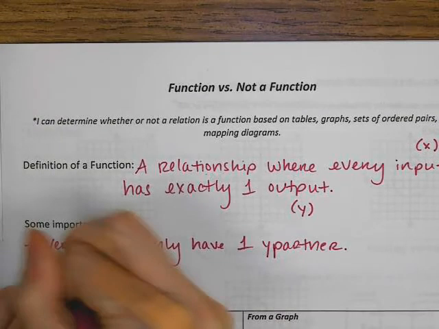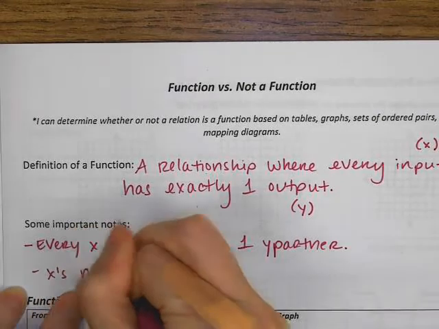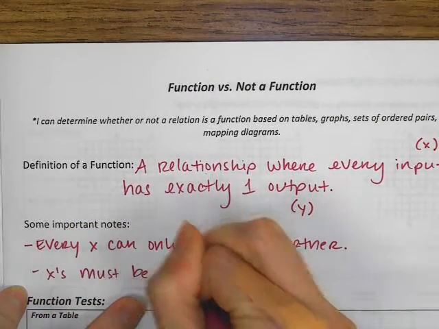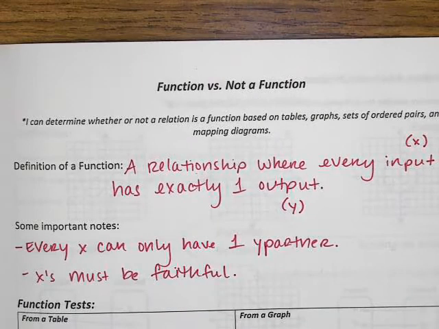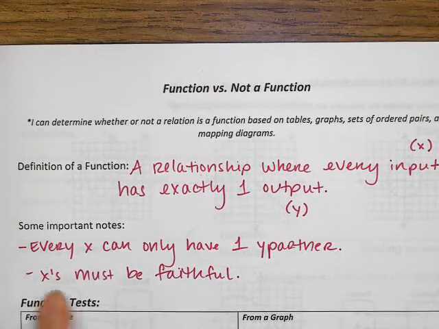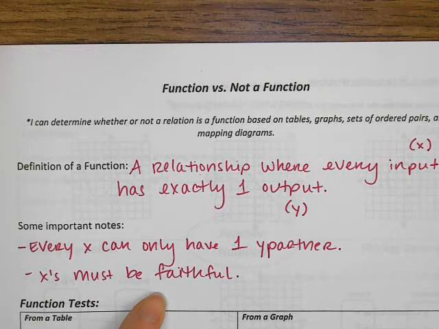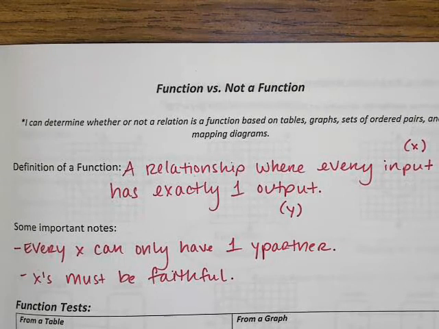So basically, the x's must be faithful. You know, when you guys are in a relationship, you shouldn't cheat on your partner. Same with x values. They have to be faithful. They can't be going around with multiple y's. All right, so that's what we're looking for. All right, let's try some.